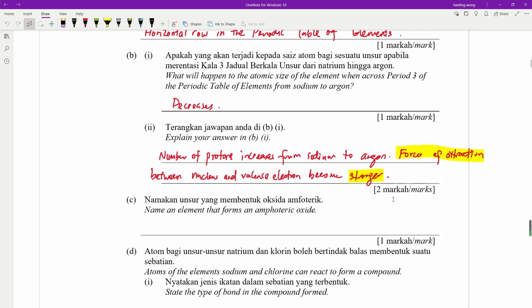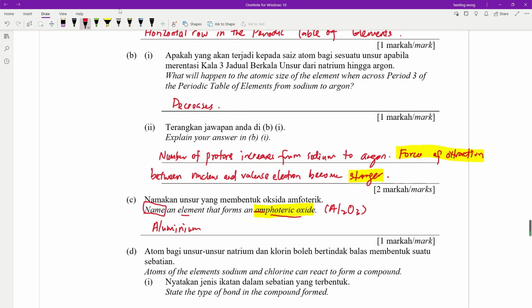Now name the element that forms amphoteric oxide. Remember amphoteric, there is only one at SPM level, that is aluminium. The element is aluminium. We don't write aluminium oxide, although the amphoteric oxide is aluminium oxide. Here, the element that forms the amphoteric oxide is aluminium. Then you should name it.